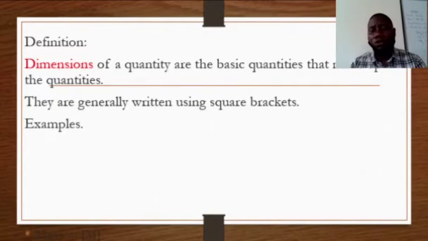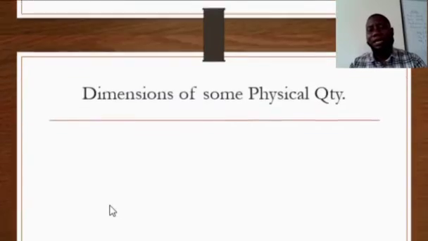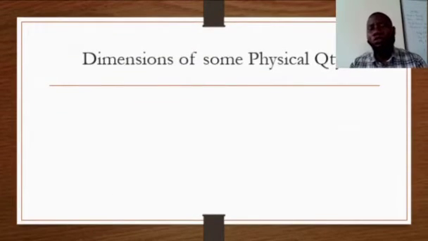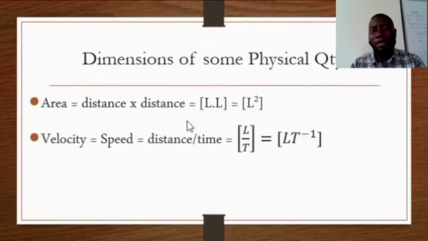For example, fundamental quantities like mass, time, and distance are all basic quantities. For mass, capital M; for time, capital T; for distance, capital L. All of them are in square brackets. Now let's write some other physical quantities, like derived quantities such as area. Area is distance times distance, and that will be L times L, and be [L²] in square brackets.